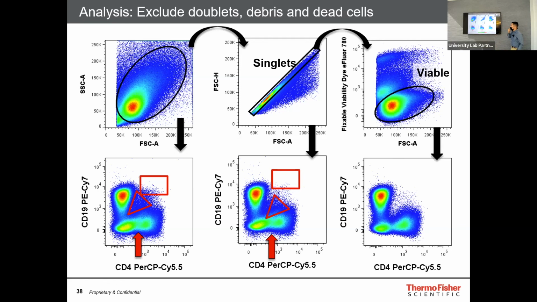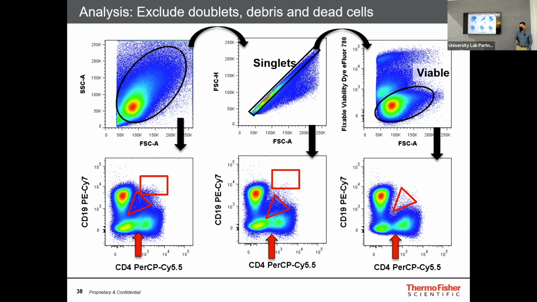So the next step would be to use a viability dye. Using a viability dye, go back to your forward scatter. In this case, it's fixable viability dye e780, which is an amine reactive dye. So the positive cells are actually your dead cells, and the negative cells are your live cells. You gate on the negative cells here, and it cleaned up the data so much more. You can clearly see that there's one population, there's another population, and another one. And you can better define the two populations that are next to each other.